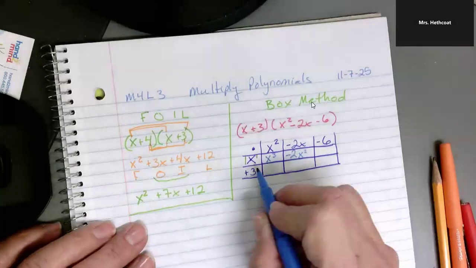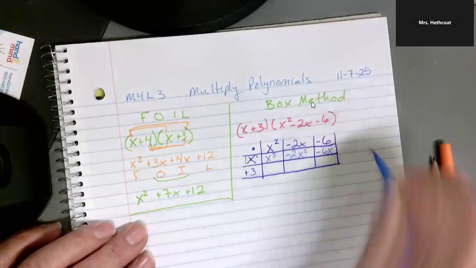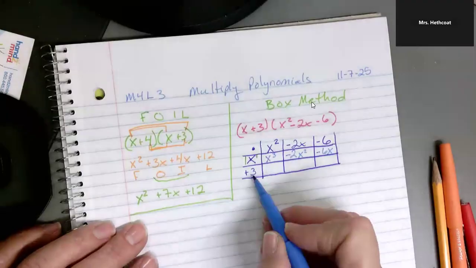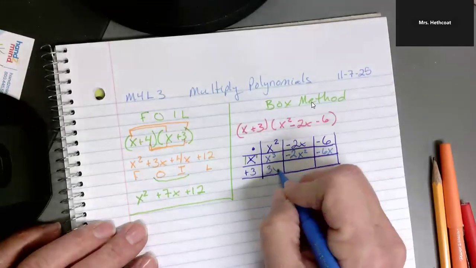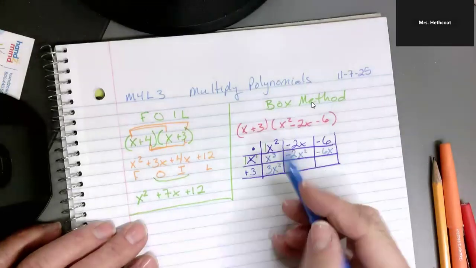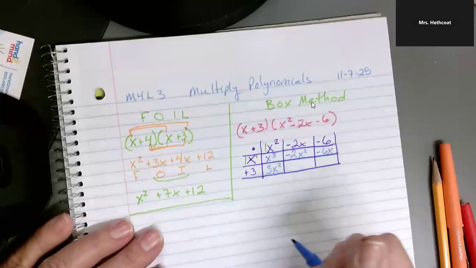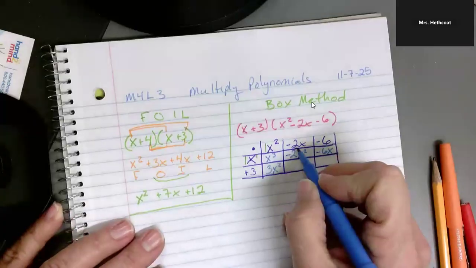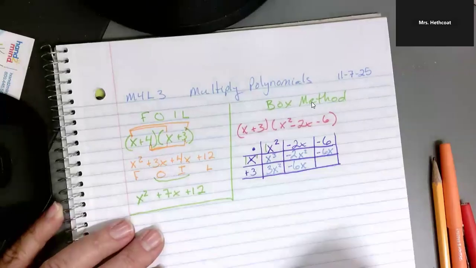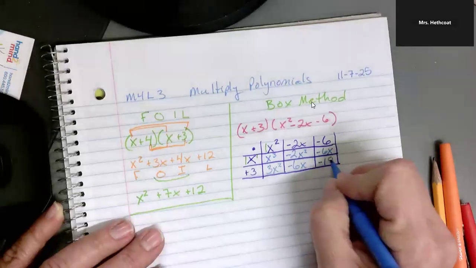Then we've got x times -6, -6x. Then we come to the bottom row. X squared times 3, we get 3x squared. Because again, there's just an invisible 1 here. 1 times 3 is 3. X squared times, there's nothing there, would be x squared. -2 times x times 3 is going to be -6x. And then we have 3 times -6 is -18.